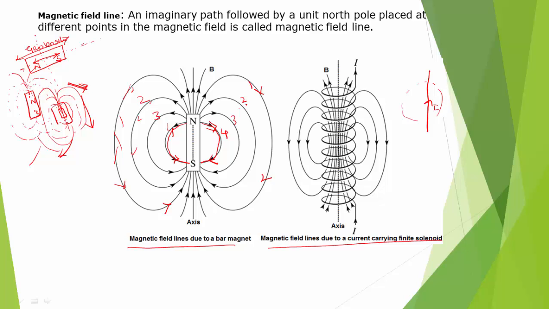And magnetic field lines are overcrowded in the region of the north and south pole of the magnet, and less crowded in the other region.